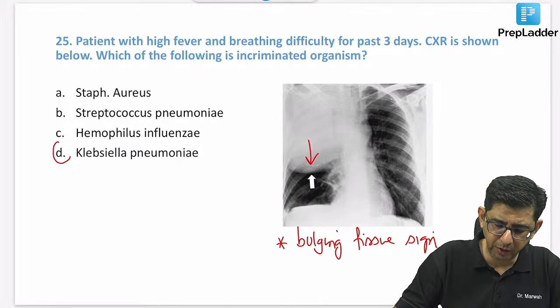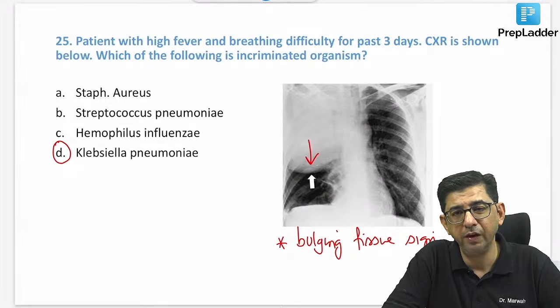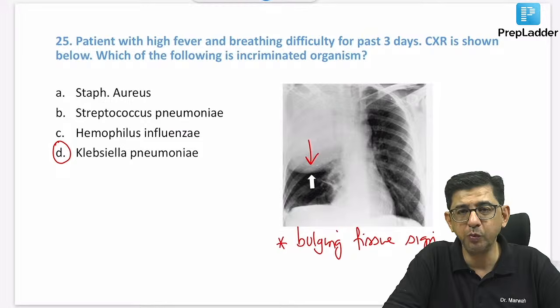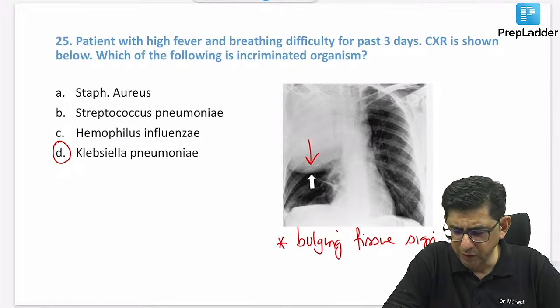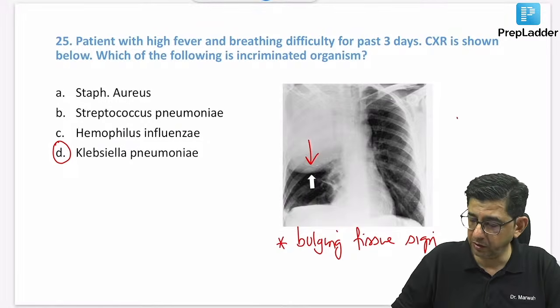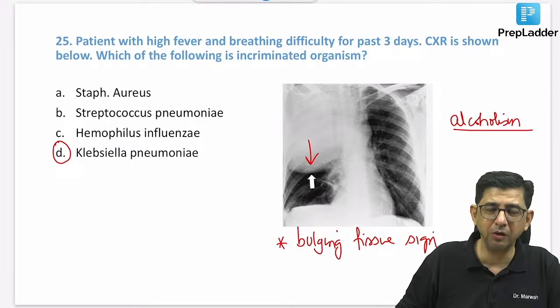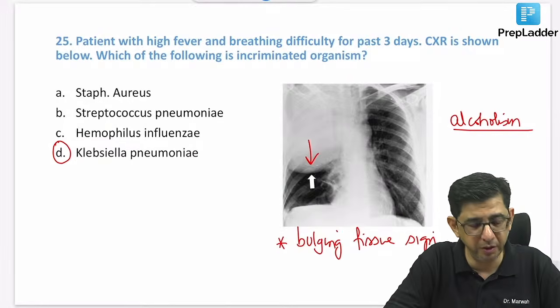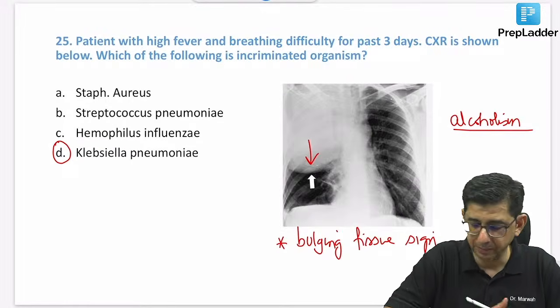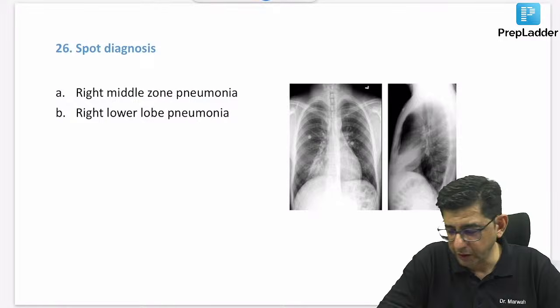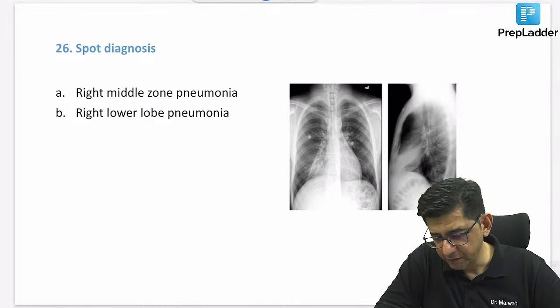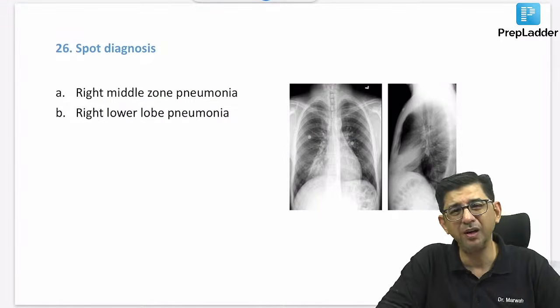That would be Klebsiella pneumoniae, where that characteristic red currant jelly sputum can be present in a patient. And most of the time, the question might be mentioning a hint of alcoholism as well. Every time it mentions alcoholism in a pneumonia patient, Klebsiella pneumoniae is to be considered.